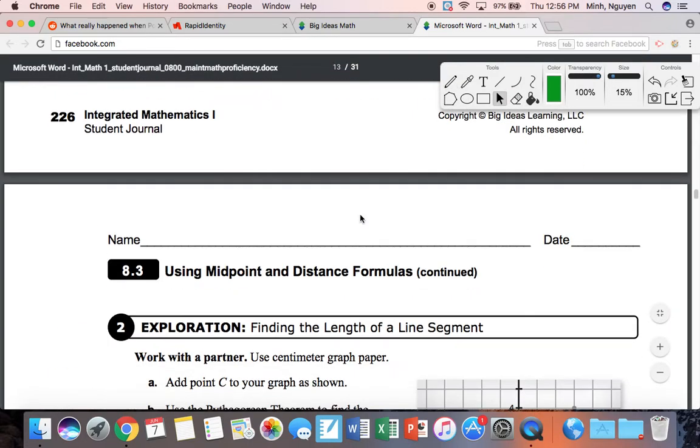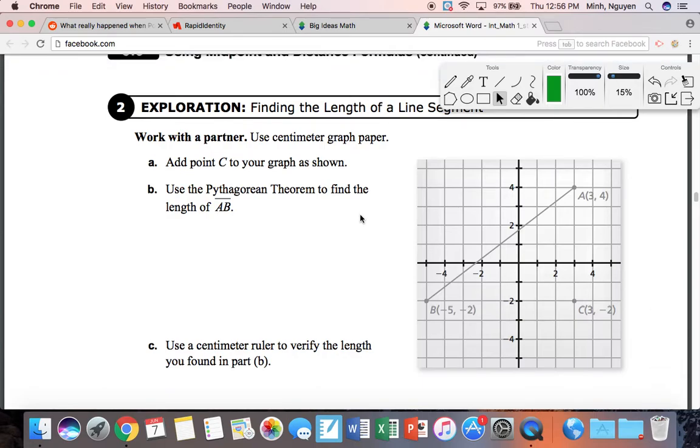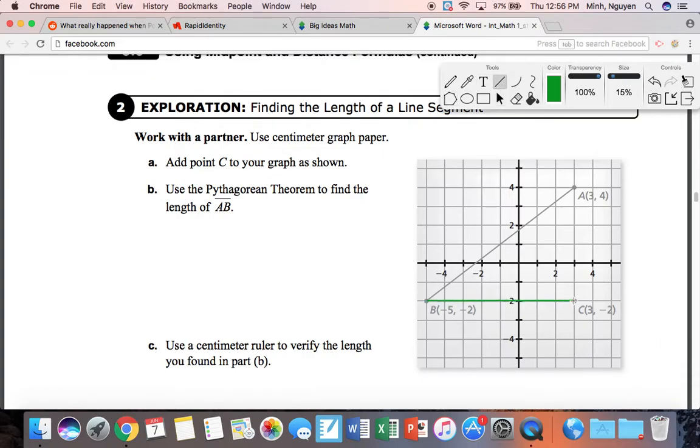Moving forward, add point C to your graph as shown. So I did that. Well, I didn't specifically do that, but whatever. They're taking the same approach here, just creating a triangle out of this. And the Pythagorean theorem you should know, but if you don't, I'll remind you. This is for all right triangles: A squared plus B squared equals C squared.